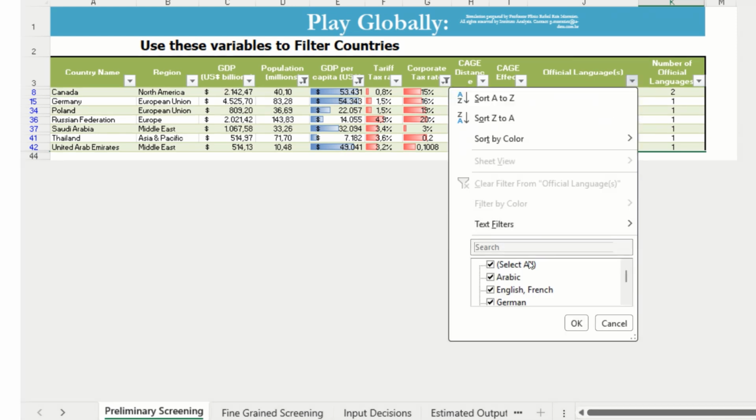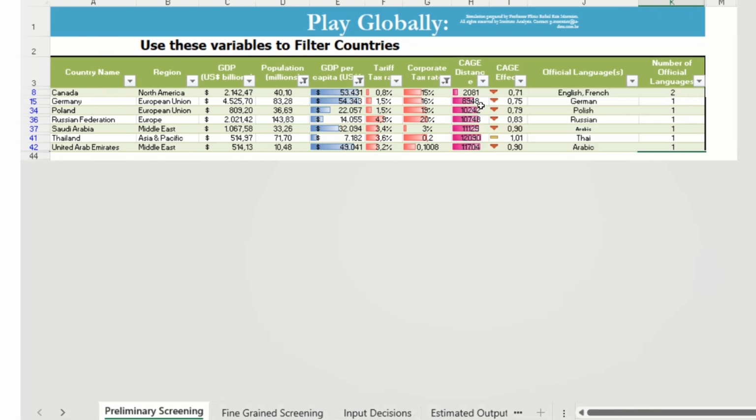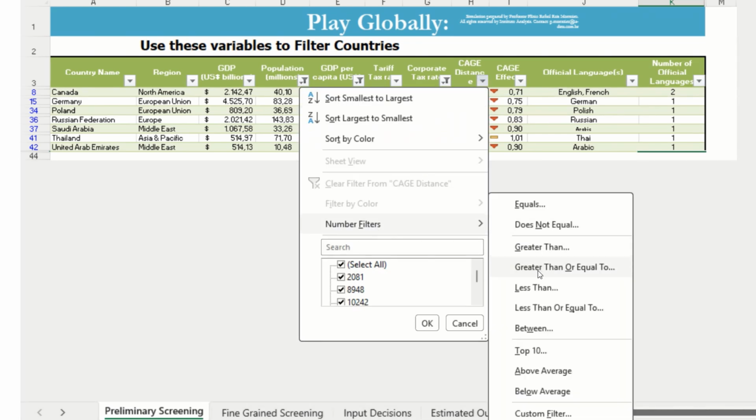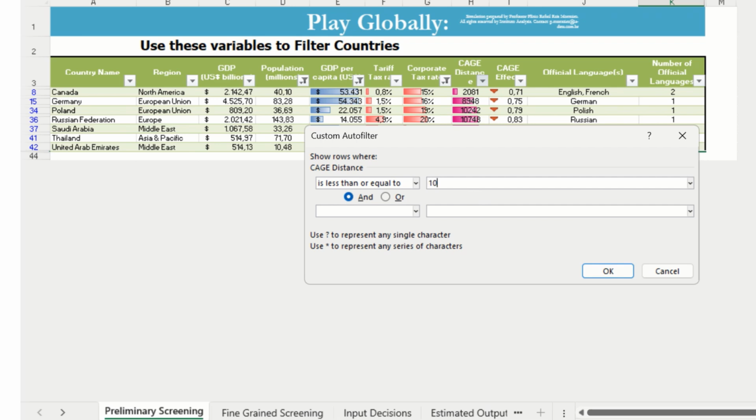So for instance, I'm going to go here. I just have one country left, but just to avoid any other issue, let's think about eliminating here some countries with more than 10,000 miles in terms of CAGE distance, countries that are really different from yours. So I'm going to select the ones with less than or equal to 10,000.